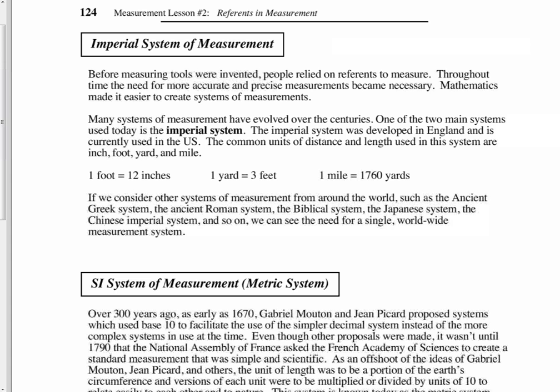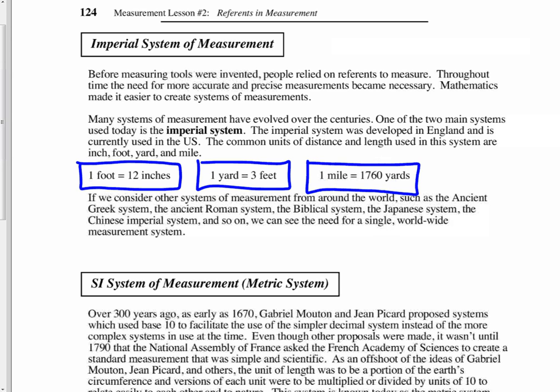You don't need to know these, but you do. These are on your formula sheet. It's very handy, especially the first two. You should probably know that 1 foot is 12 inches. 1 yard is 3 feet. You should probably know that in real life. It should be common knowledge. Doesn't mean it is.